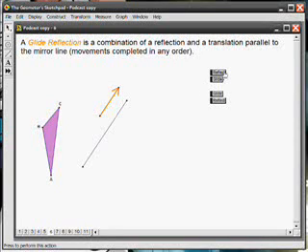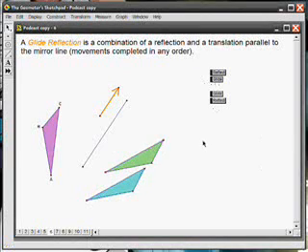So first we're going to reflect, and I already have it set up. I can just push this little button. So first we're going to reflect our triangle across this line, and then we're going to glide it according to this vector right here. Alright, and so here's our final product right here, this green triangle. We reflected it, and then we translated it, or glided it.